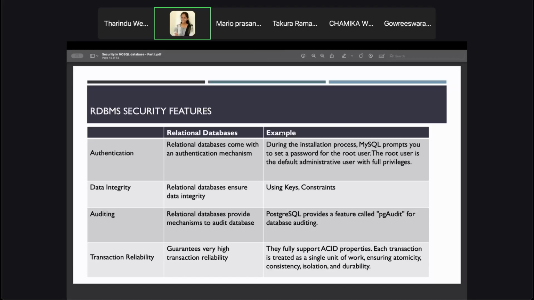For example, if you download MySQL, you have to create a password and username for it. Each time you try to log into the MySQL database management system, you have to give the username and password to authenticate you, right? And you have keys and constraints to support the data integrity of your system. There are auditing tools available in order to do audits inside the system.